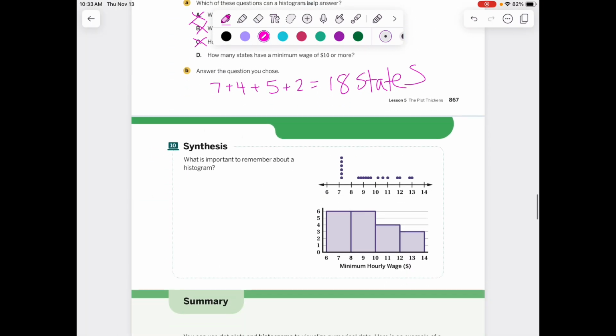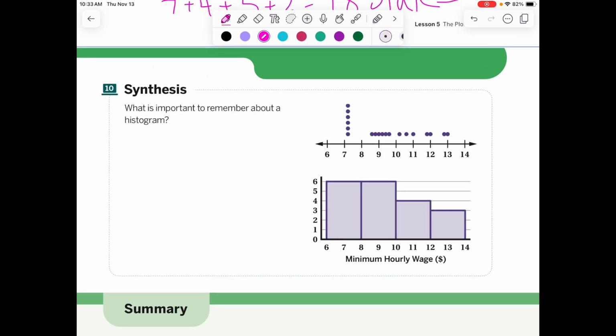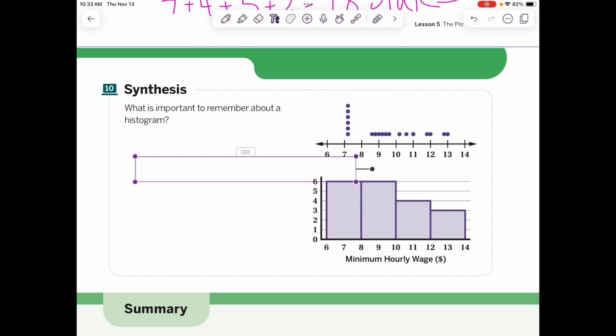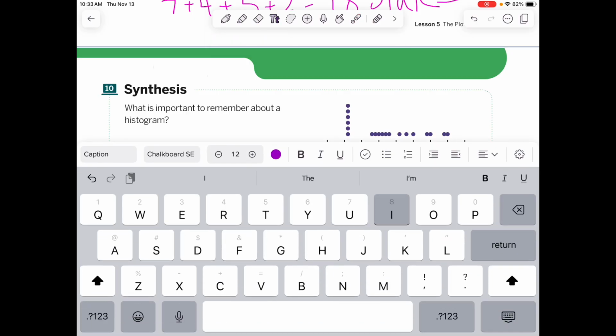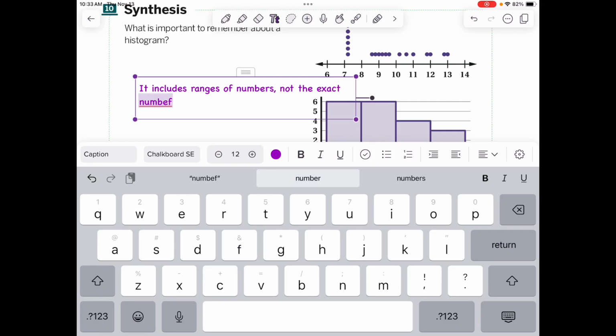All right, moving on, slide 10. What is important to remember about a histogram? Well, the biggest thing that I notice when I'm looking at a histogram is that this is talking about a range of numbers. This is talking about from 6 to 8. So it could include a 6, it could include a 7, or it could include really close to an 8, but not an 8. So it's not an exact number. So what is important to remember about a histogram? It includes ranges of numbers, not the exact number of the data.